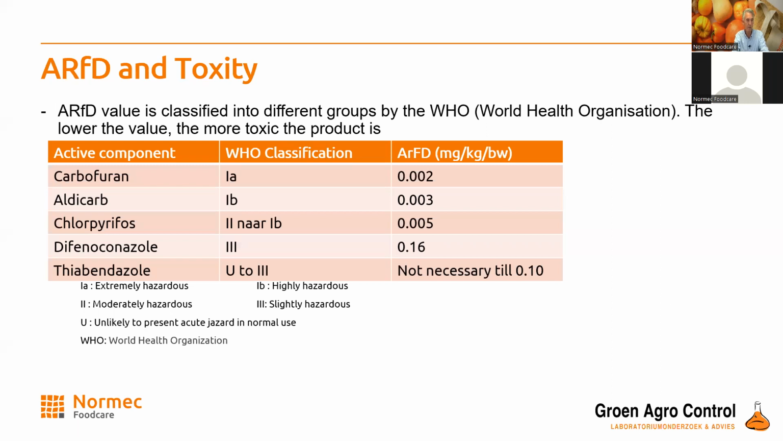What are the acute reference dose and toxicity? Well, the value is classified into different groups by the World Health Organization, and the lower the value, the more toxic the product is. Here, for example, you can see different classifications, 1A, 1B, 2, and you also see 2 to 1B. That means for chlorpyrifos, because it is more toxic than in the past according to all the tests they have done, the classification is also high. Yeah, and sometimes some active components are not really dangerous, and then you also don't have an ARfD value.